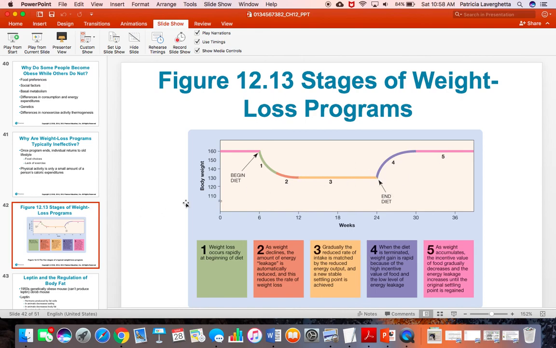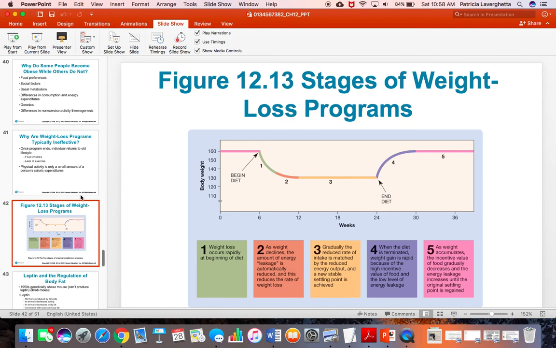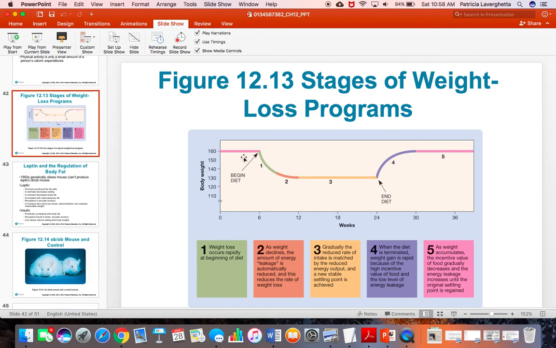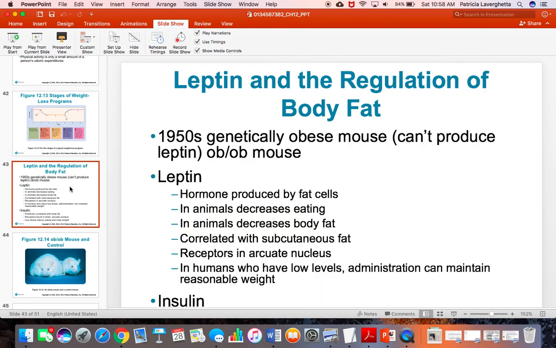So this is just one perspective on why it is so difficult to maintain weight loss for a lot of folks who are struggling.